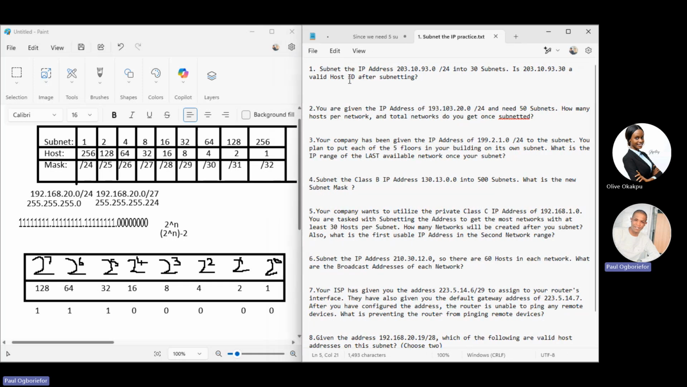Now the first question says subnet the IP address 203.10.93.0/24 into 30 subnets, right? Okay. Is 203.10.93.30 a valid host ID after subnetting? Now this is what we will do.